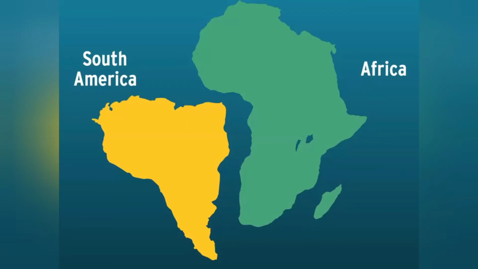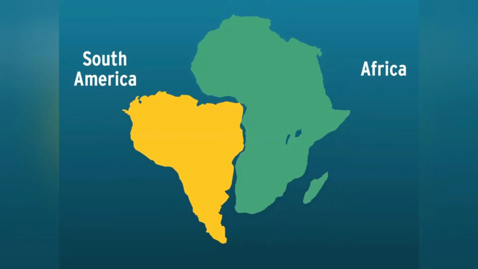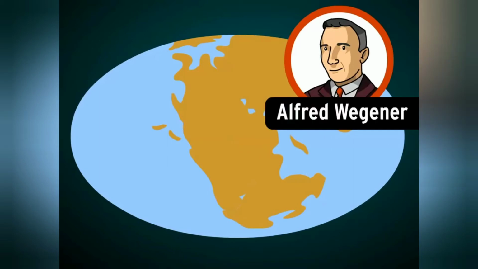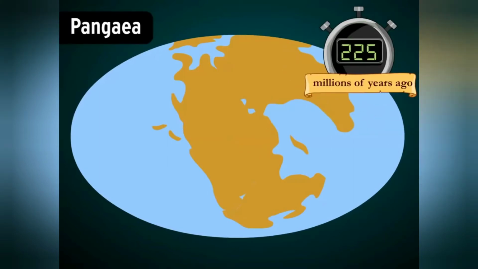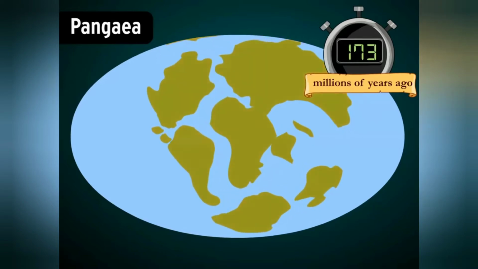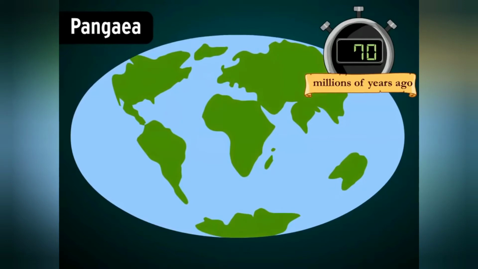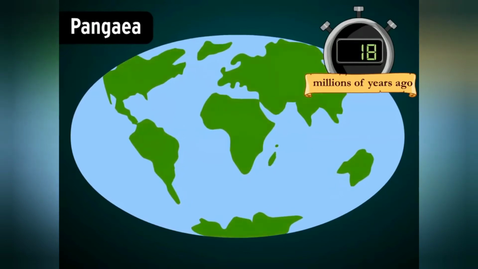Some continents look exactly like puzzle pieces that snap together. Early mapmakers suspected that they were once all connected. In the early 20th century, a scientist named Alfred Wegener called this supercontinent Pangaea. He thought different chunks of it broke off and slowly moved apart. Over millions of years, they formed the continents we know today.